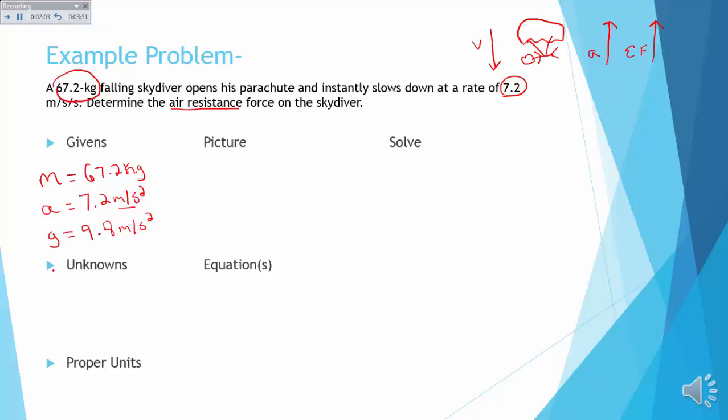Next, let's list our unknowns. The thing I want to solve in this problem is the air resistance. That is ultimately what we want to find out. Some other things that we don't know that might be useful is the weight of the skydiver and also the net force that is acting on the skydiver.